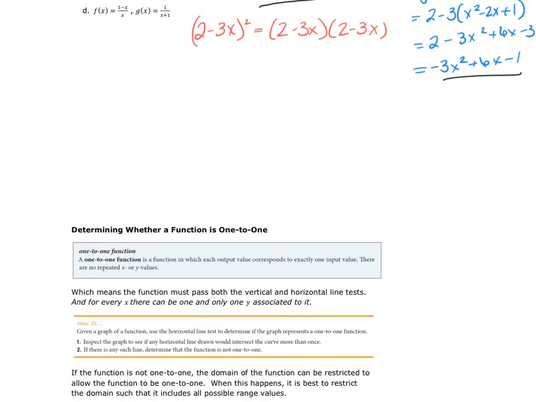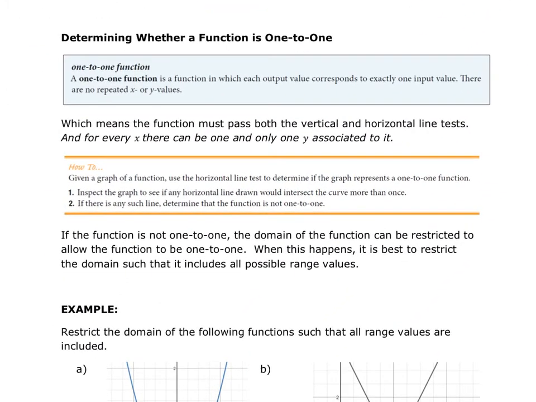So first we have to talk about whether or not it is one-to-one. Now we talked a little bit about one-to-one at the beginning, I think it was like 1.2 or 1.3, when we were talking about functions. We talked a little bit about it then, but now we're really going to talk about it. A one-to-one function is one where for every x, there's only one y associated to it, and for every y, there's only one x associated to it.